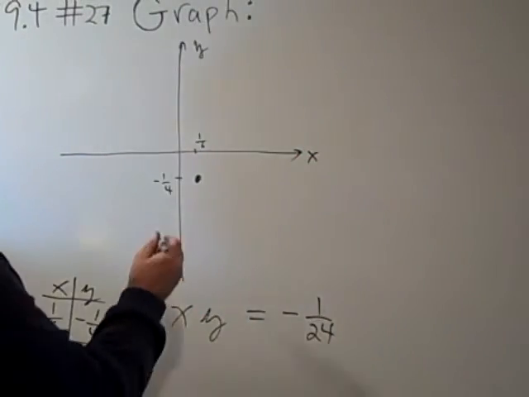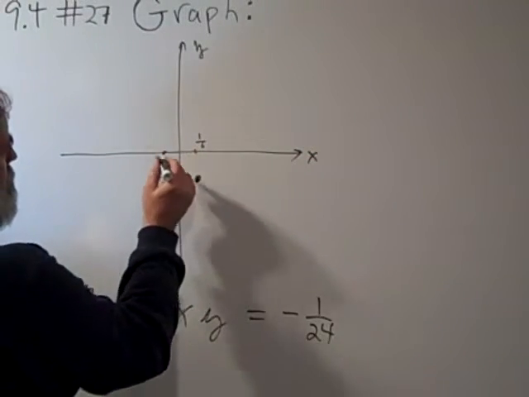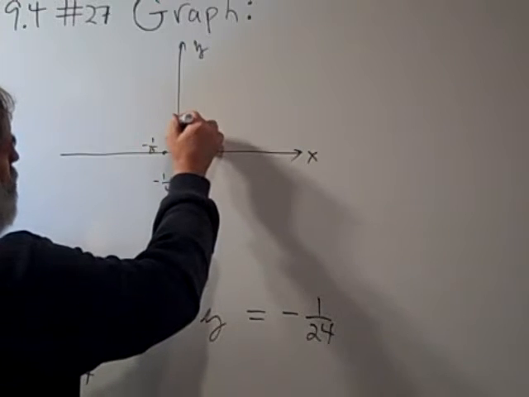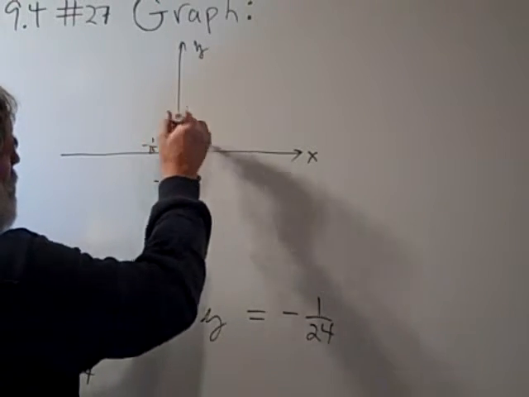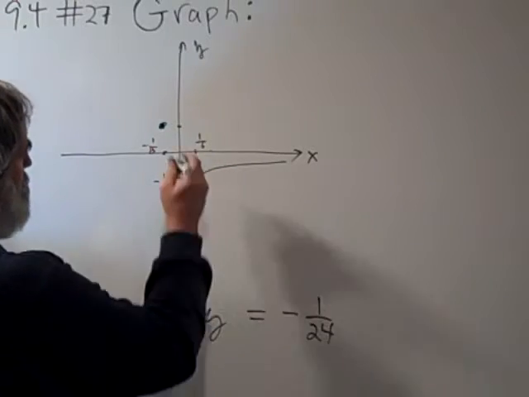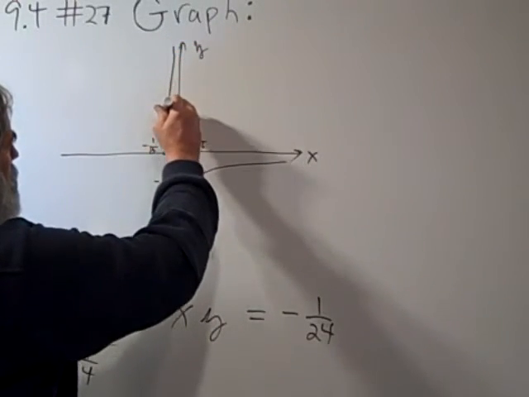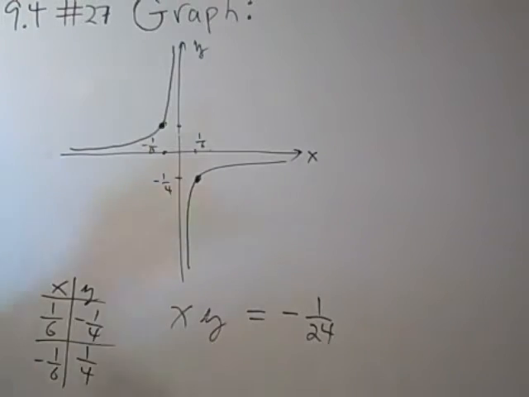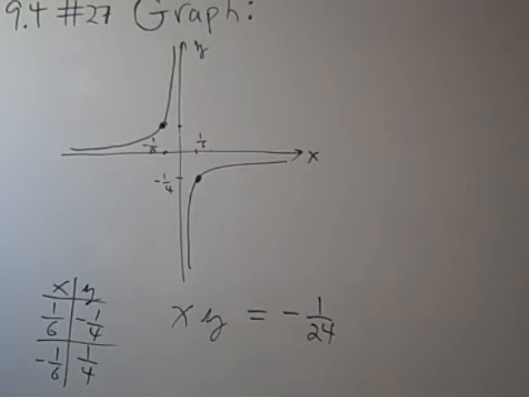And negative 1/6, we have to go up 1/4. So anyway, we get a curve that looks something like this through those points. You don't need many points to graph hyperbolas. And there we have it, the graph of the hyperbola they gave us to graph.